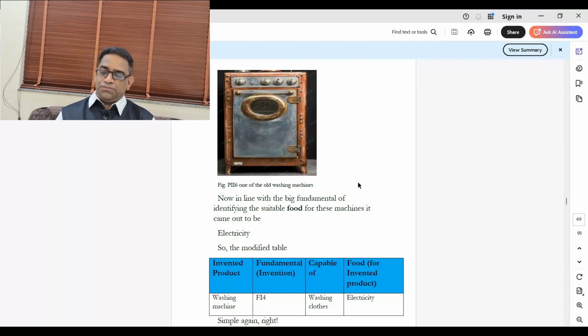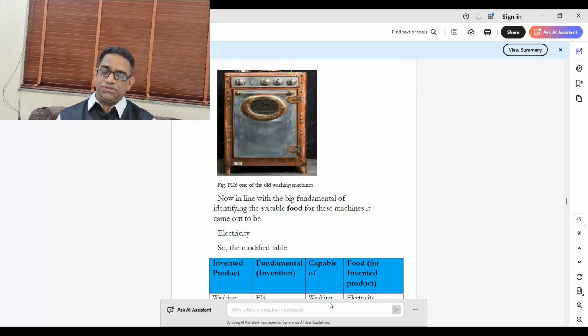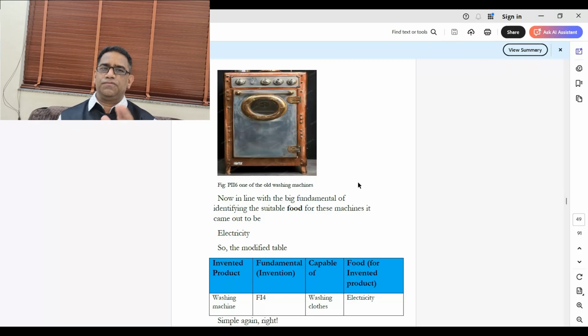Okay. So the modified table: invented product, washing machine; fundamental, FI food, capable of washing clothes. Food for the invented product, electricity. Okay, simple again, right?